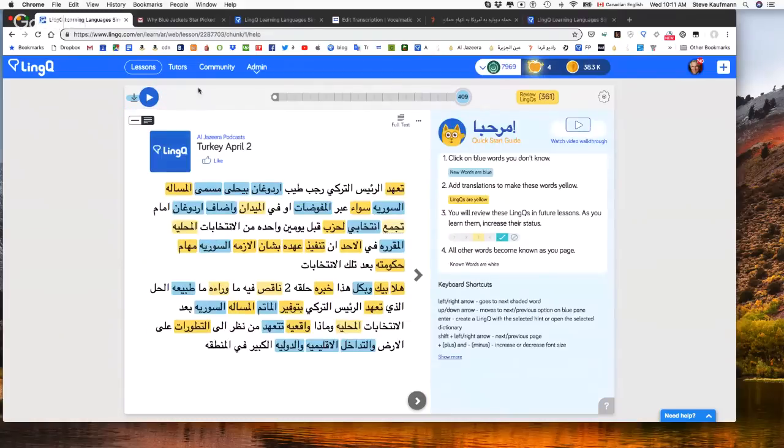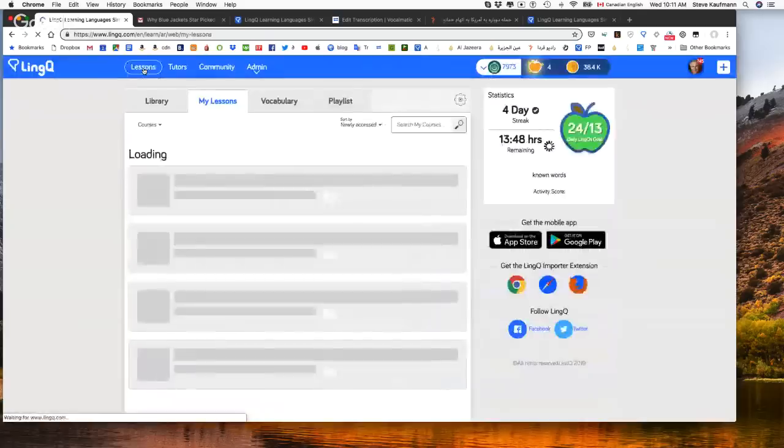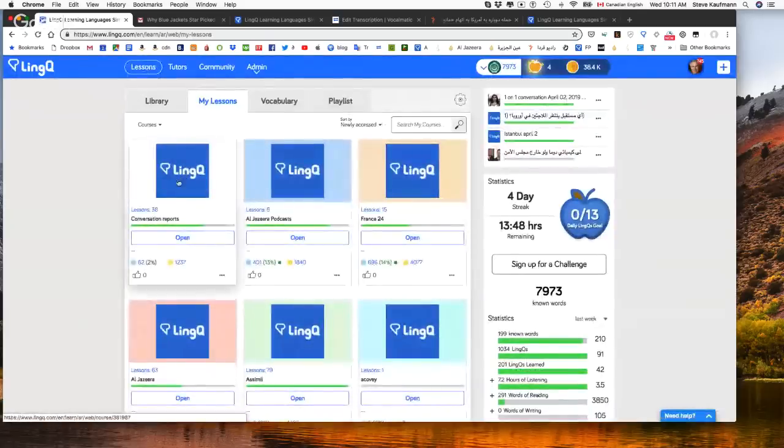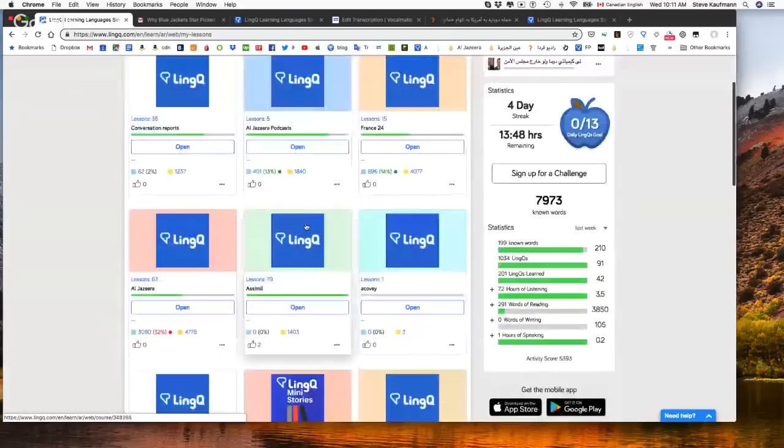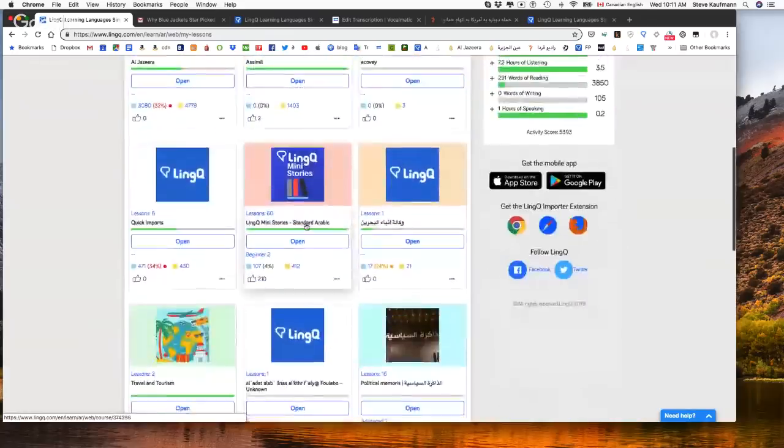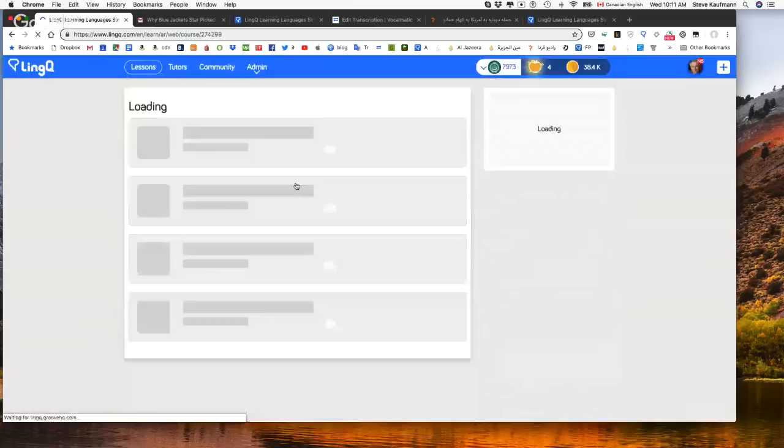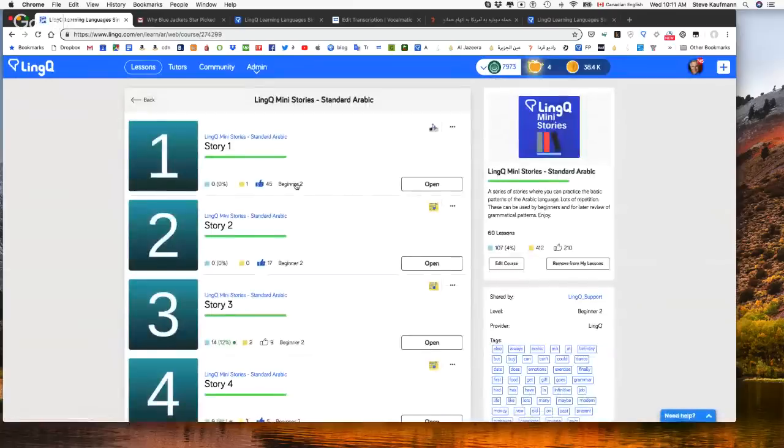So if I go in Arabic to, let's say that I have, of course, my conversation reports, Al Jazeera podcast, I got Al Asimil here, and we got the mini stories in standard Arabic. We also have them, by the way, in Levantine Arabic. But let's open these. So I still have, in story one, one word here that I don't completely feel that I know.